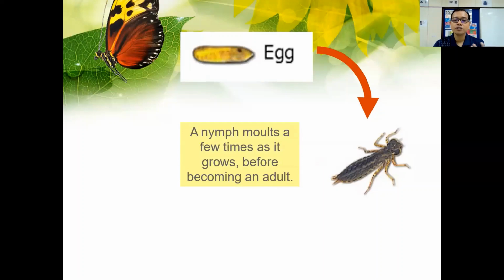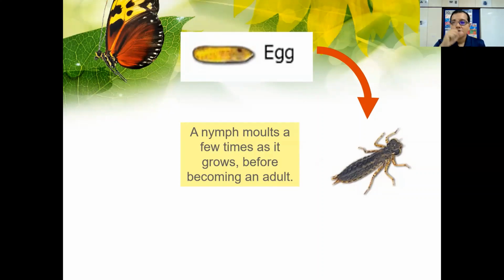The nymph molts a few times as it grows before becoming an adult. You see the word molt here. Some of you would have already known the meaning of the word molt. Molting means to shed its skin. Just like you and I, as we grow up, we grow bigger, we grow taller, and our clothes do not fit us anymore, and so our mummies and our daddies will have to buy new clothes for us to wear. Okay, same goes for the insect.